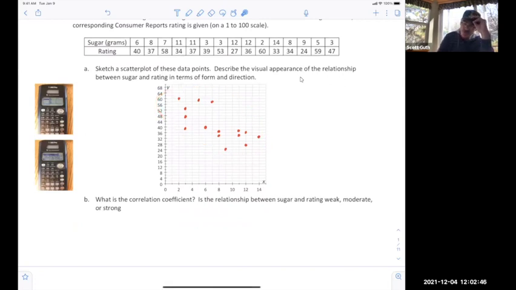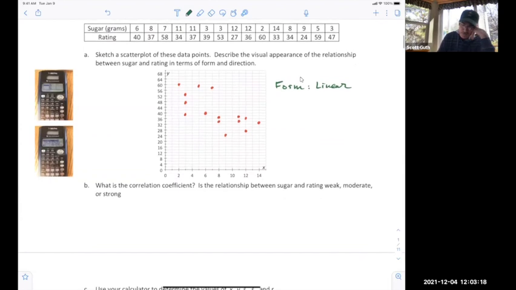And just to describe the visual appearance in terms of form, that's where you're gonna say it looks linear or nonlinear. And direction, which is whether it goes downhill or uphill. So here we'd say it's sort of a downhill straight line form. I'm not sure exactly where the line will go, but something like this. And knowing where a line would go is sort of admitting that it has a linear form. Okay, and the direction is downhill, which we call negative, because the slope is negative.